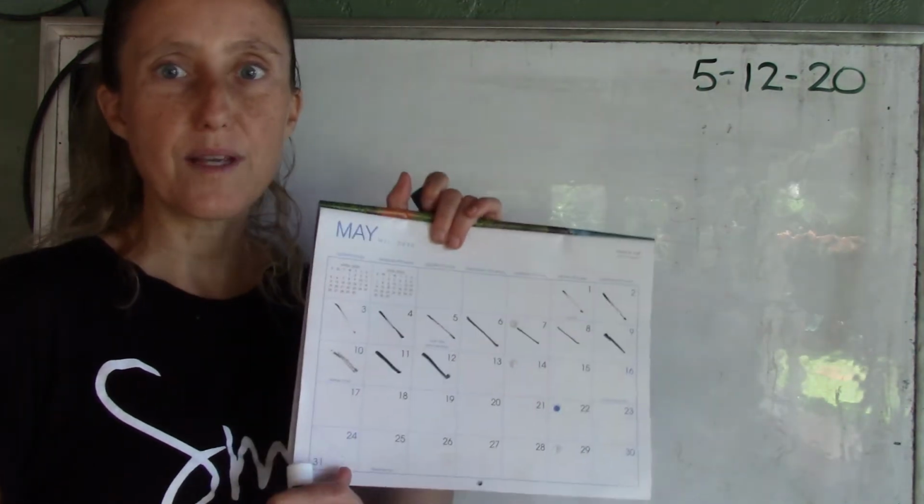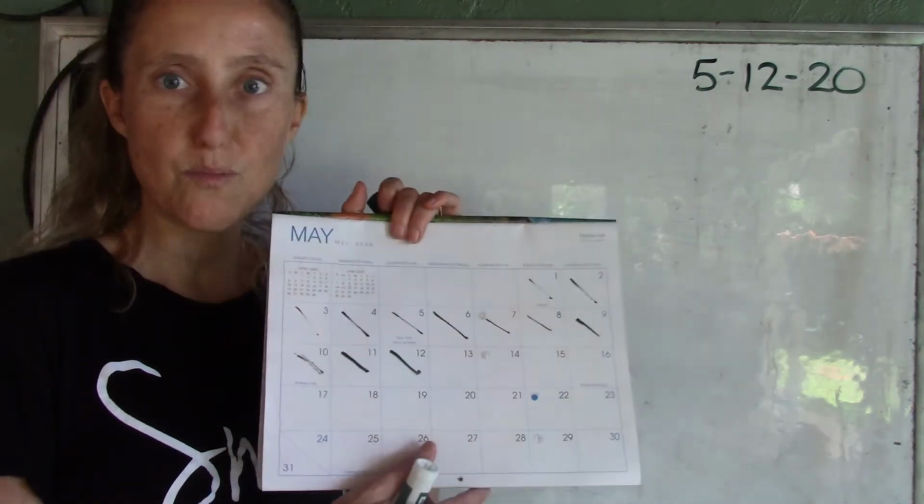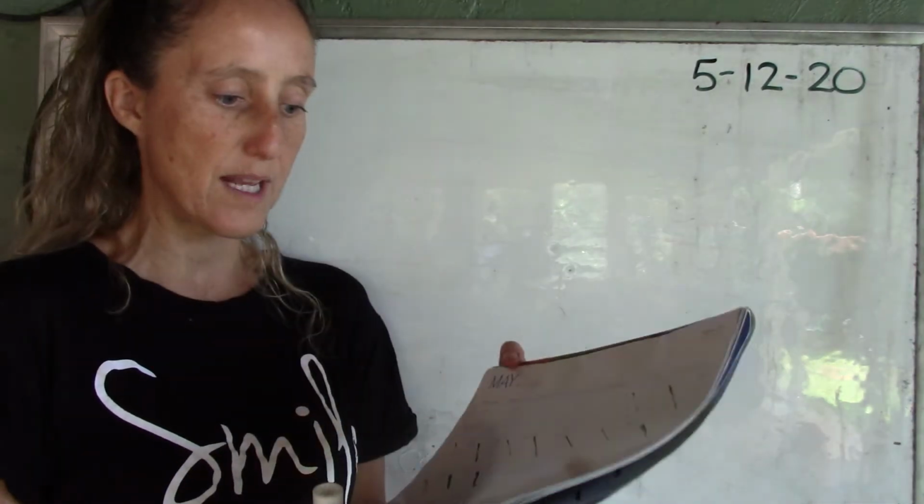Is that more than 1 week or less than 1 week? It's more than 1 week because there's 7 days in a week. So if there's 10, that's more than 7. So it's more than a week away.